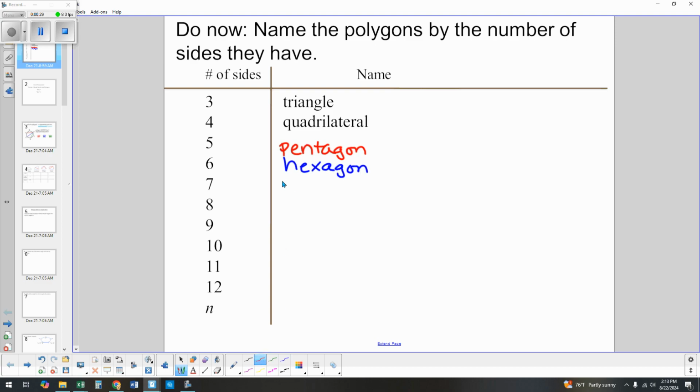7 sides is a heptagon. That's not the only way you can say it, but it's the way I'm going to refer to it in this class. 8 is octagon. 9 is so fun to say, nonagon. 10, like a decade, is a decagon.